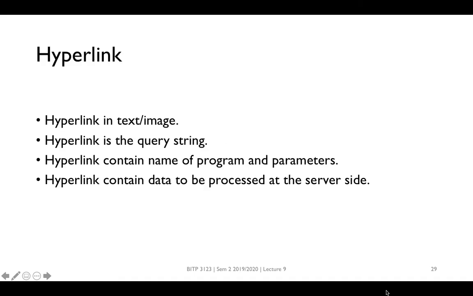Another way of sending requests to the web server is using a hyperlink. A hyperlink is the query string that we have seen previously. A hyperlink is provided either on an image or text. A hyperlink is the URL query string that contains the name of the program and parameters. These parameters contain data to be processed at the server side.